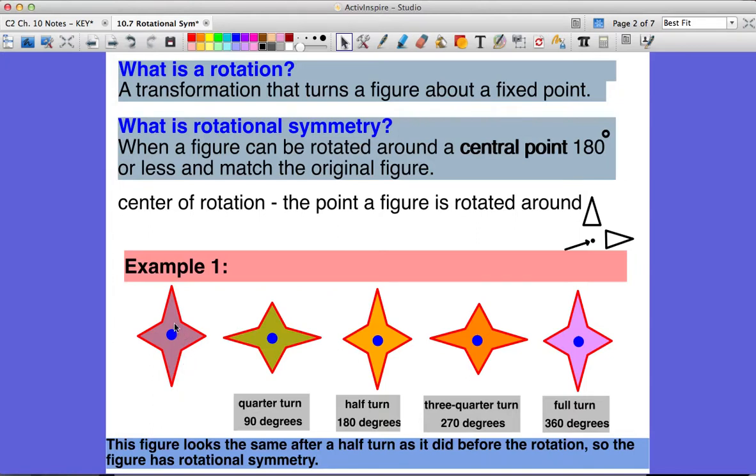Right, so example 1, if I take this shape and this center of rotation is right here, and I turn it, it does not match exactly with the shape in its original form, so right now it doesn't have rotational symmetry, but once I turn it half of a turn, within that 180 degrees, it does match. So because it does match up within 180 degrees, it does have rotational symmetry.